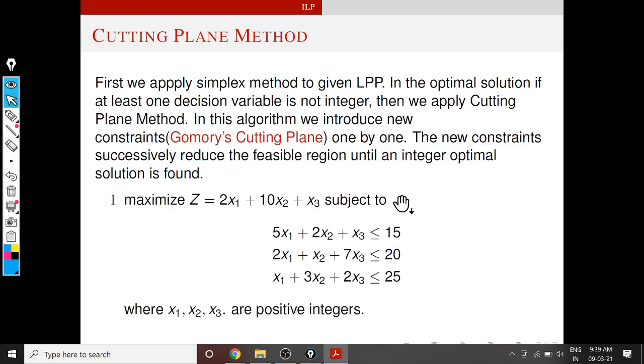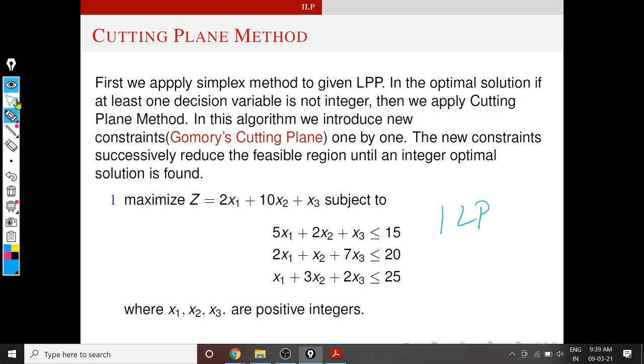For example, we consider a problem: maximize z equal to 2x1 plus 10x2 plus x3 subject to these constraints, where x1, x2, x3 are non-negative integers. Got it? Not only non-negative, they must be integers. Such problems are called integer linear programming problems. So this is an ILP. This is a normal LPP with one extra condition: the decision variables should be integers.